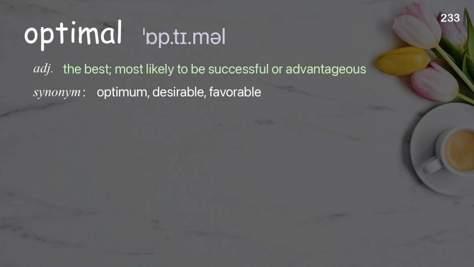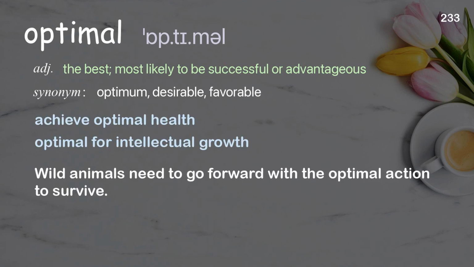Optimal: the best, most likely to be successful or advantageous. Examples: achieve optimal health, optimal for intellectual growth. Wild animals need to go forward with the optimal action to survive.